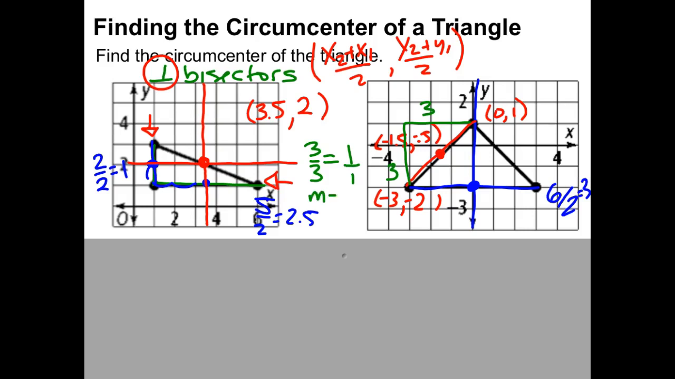So opposite says if it's positive, make it negative. If it's negative, make it positive. So we make it negative. Reciprocal says flip it. And when you flip 1 over 1, you still get 1 over 1. So now I have a slope of negative 1 over 1. And so from this ordered pair, I'm going to count that.